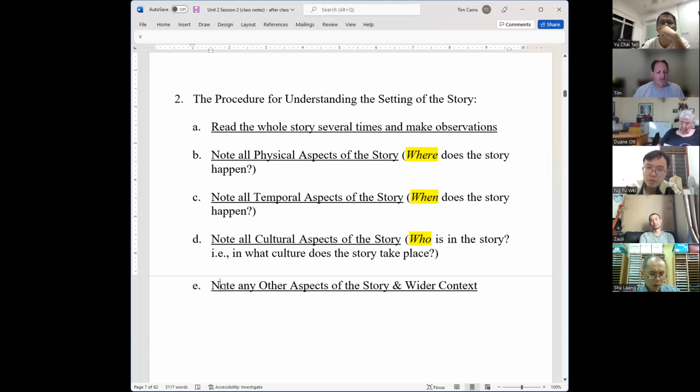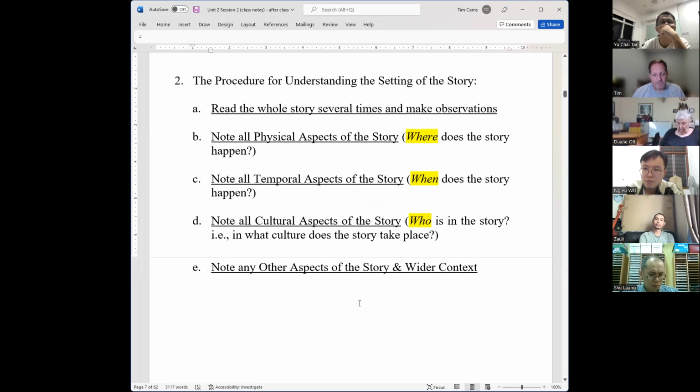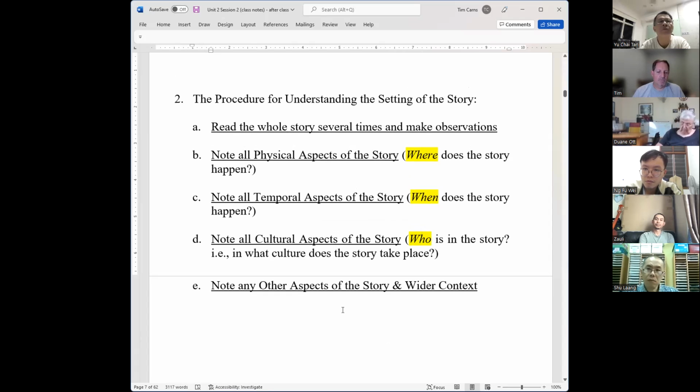And then the last part is just sometimes there's other elements of the story and maybe how it fits within the broader narrative that we would want to take note of. So these are the particular steps for understanding the setting of the story, the where, the when, the who, and then just anything else in general in regard to that.